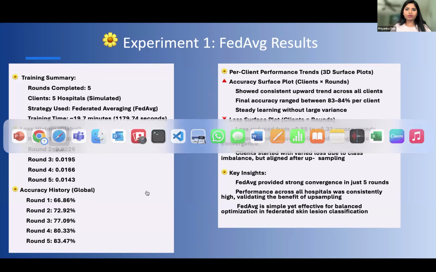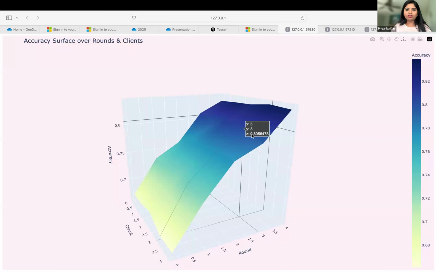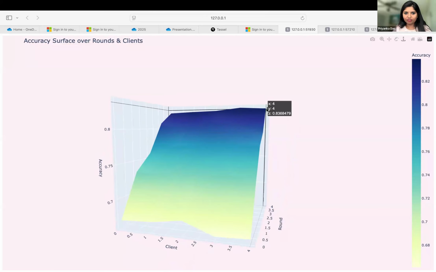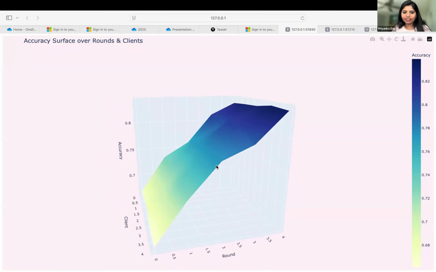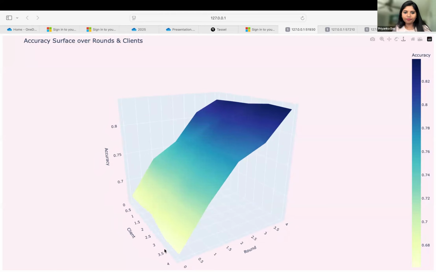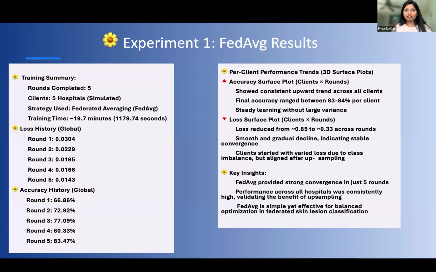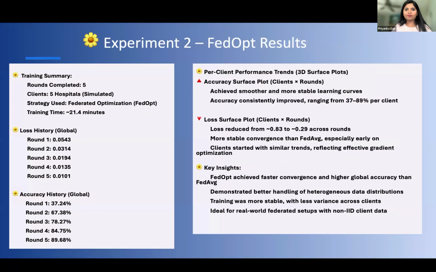So I want to show you the plot. So this was the plot, and as you can see, it started from as low as 0.66 and it went as high as 0.83. So this was the highest. So this is for each round for each of the clients. This was the accuracy.